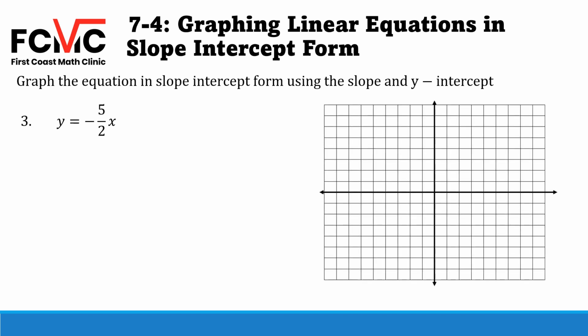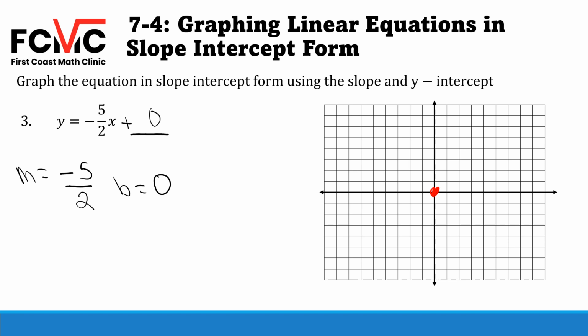Number 3, our value for m is negative 5/2. Well, what about b? We don't see any value for b, so what can we add to this equation that's not going to change anything? When we don't see any value for b, our value is going to be 0. So b is going to be 0. So our y-intercept is 0.